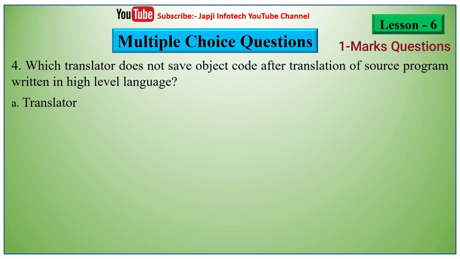And the fourth one is, which translator does not save object code after translation of source program written in high level language? And their options are translator, compiler, assembler and interpreter. And the right answer is, interpreter translator does not save object code after translation of source program written in high level language.